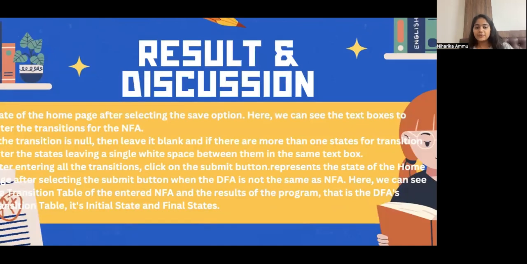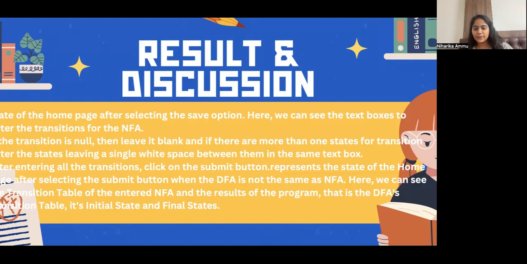After selecting the save option, here we can see the text boxes to enter the transitions of the NFA. If the transition is null, leave it blank. For transitions to many other states, enter the states, leaving a simple white space between them in the same text box. After entering all the transitions, click the submit button.